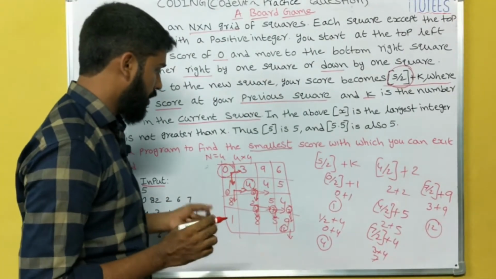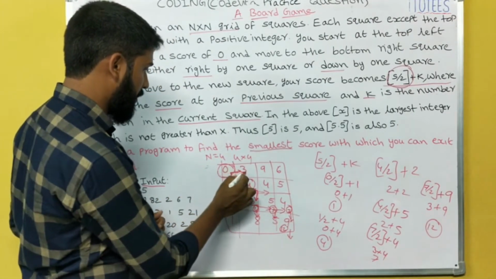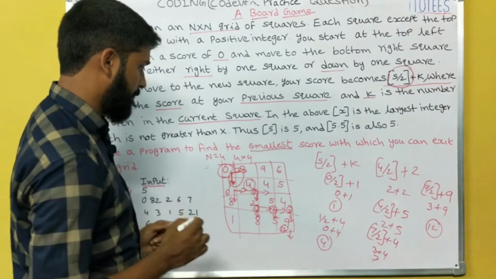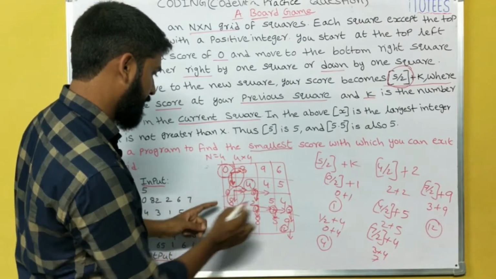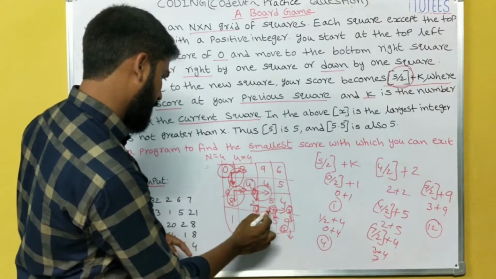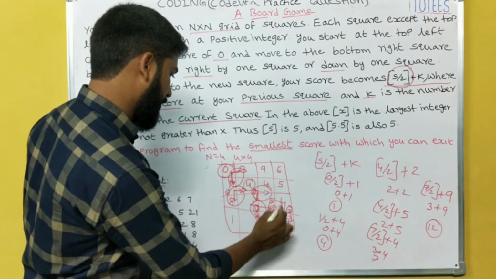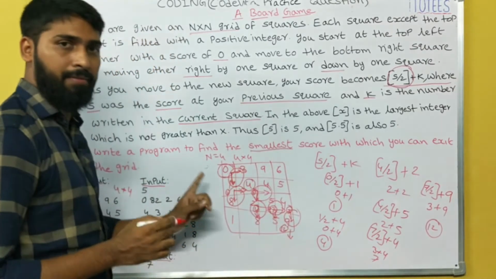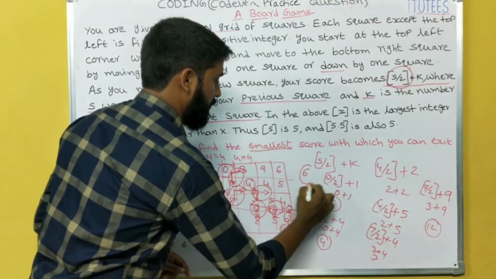If you observe that, how many operations have we done? This is the first one, this is the second, third, fourth, fifth, and sixth. We did 6 operations.